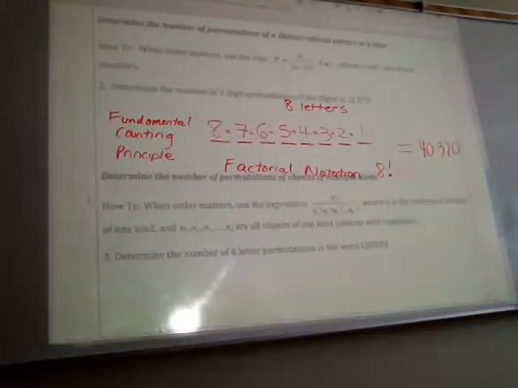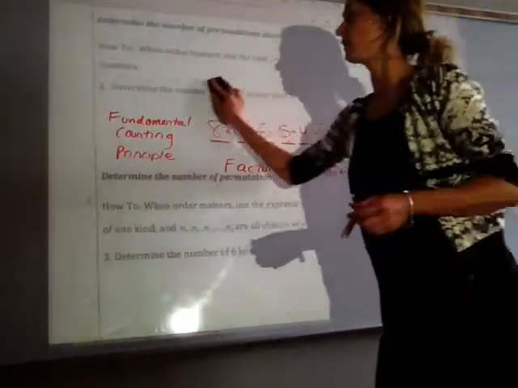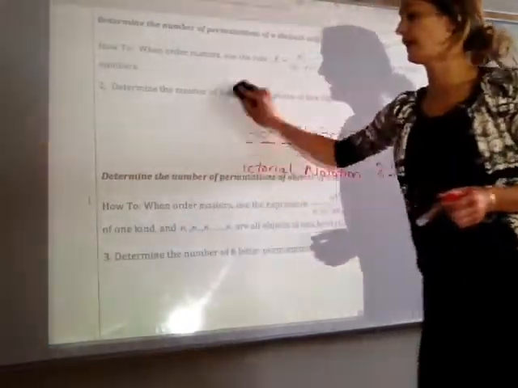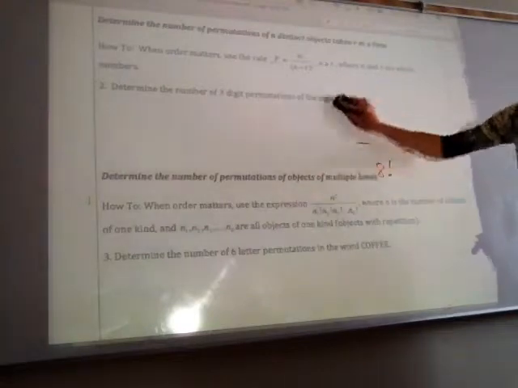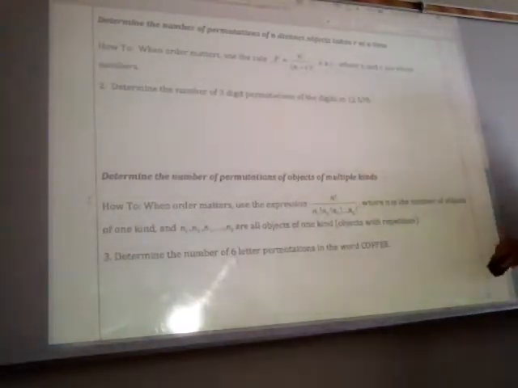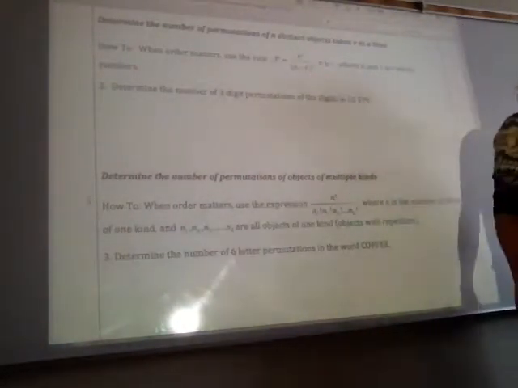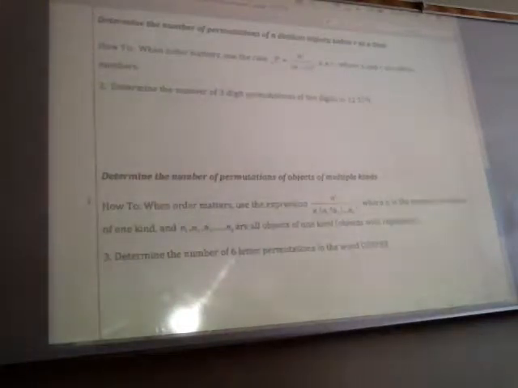Okay, one thing to remember with permutations is that order does matter. Okay, and with combinations, order does not matter. When order matters, we can use permutations, and the factorial notation of a permutation is n pick r. Okay, n factorial divided by n minus r factorial. Okay, and n has to be a natural number.